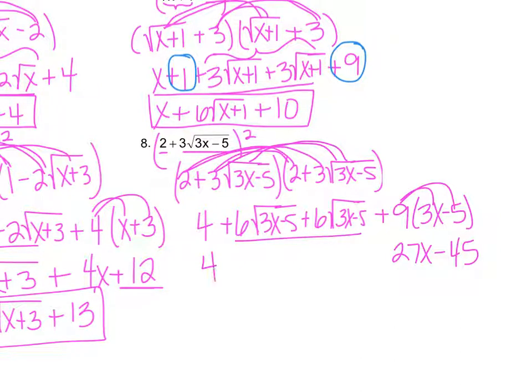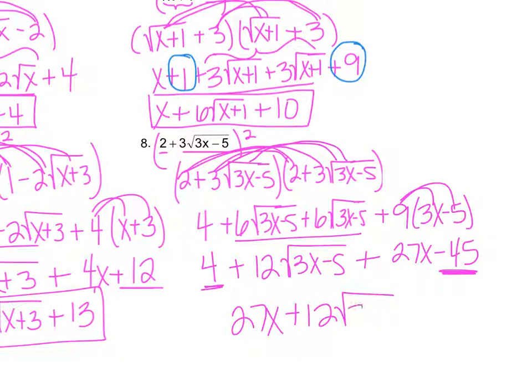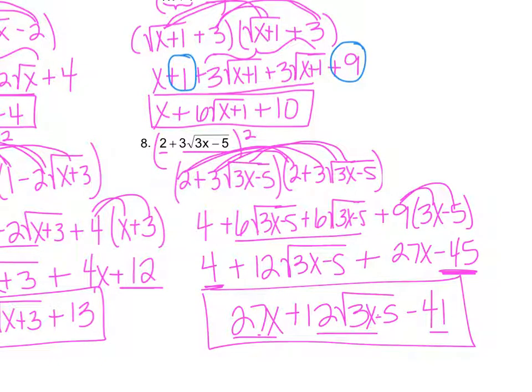And bring the 4 down and combine your middle terms to make 12 square root of 3x minus 5. Then combining, we can combine the 4 and the negative 45. Again, I'm just going to write the x term first, but it doesn't really matter. Then my radical. And then combining 4 minus 45, we would get negative 41. So notice we have 1, 2, 3 terms. So anytime you have a binomial squared, you should end up with a trinomial.